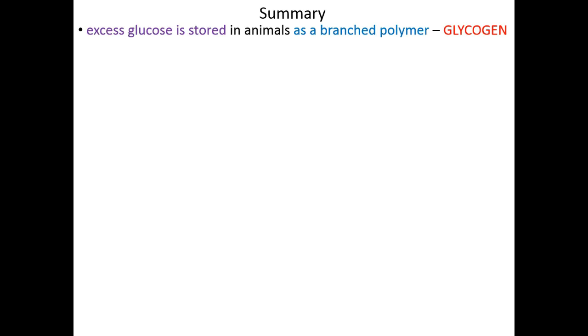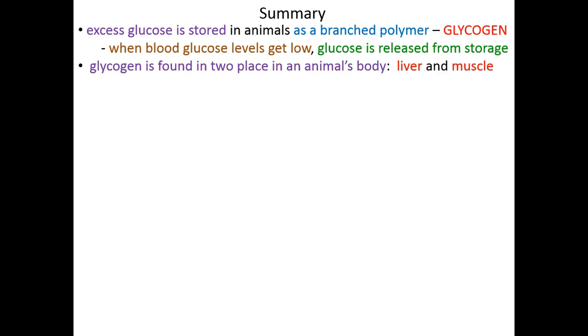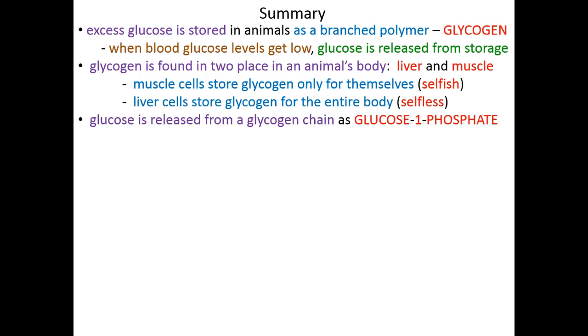So that's pretty much the story of short-term glucose storage. We started off by defining what glycogen is, taking a look at it. Glycogen is a branched polymer of stored glucose molecules, and it is how our cells store excess glucose for long-term storage. When blood glucose levels get low, we can tap into these glycogen stores and release glucose from the storage. We defined glycogen locations as two different places in the body, the liver and the muscle storing that glycogen only for itself, and the liver storing that glycogen for every other cell in the body.